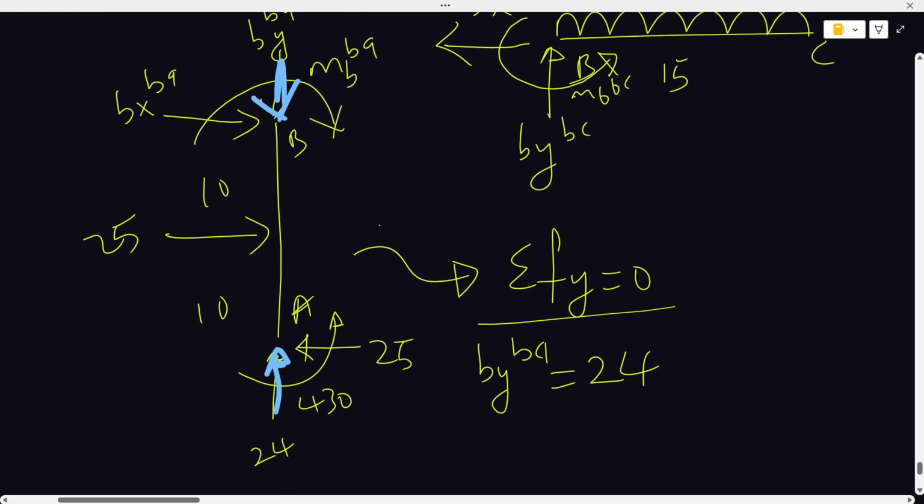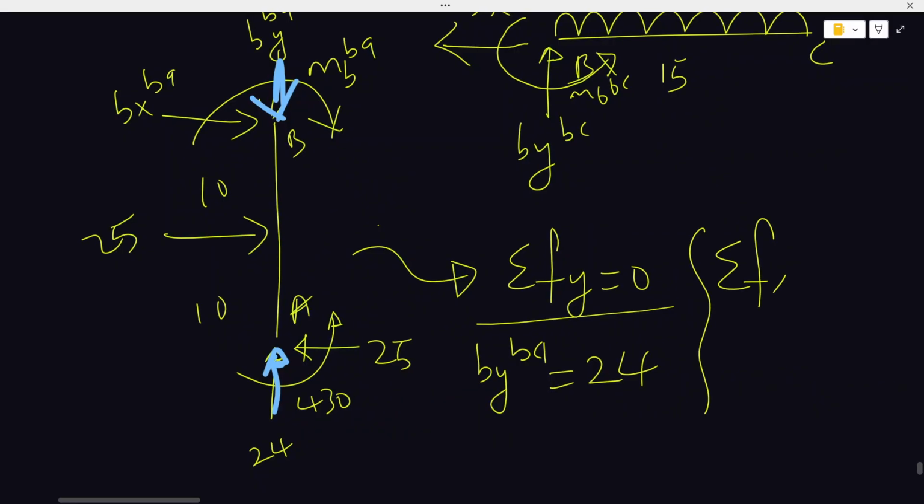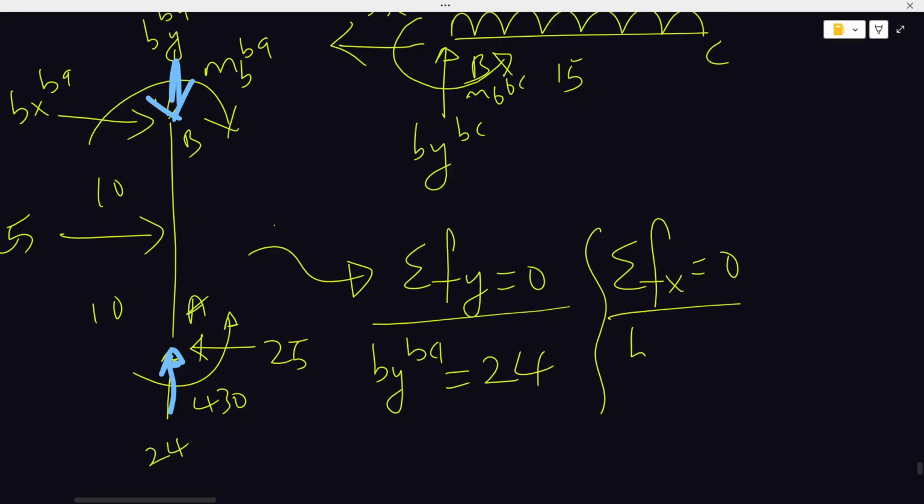Similarly, I'll be solving summation Fx. Now, summation Fx is equal to 0, right is equal to left. BXBA plus 25 is equal to 25. So basically, BXBA would be 0 kilonewtons.